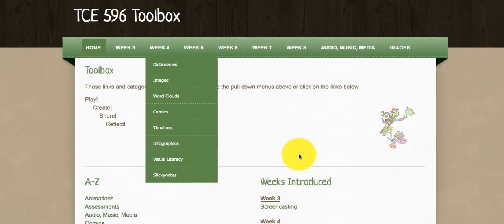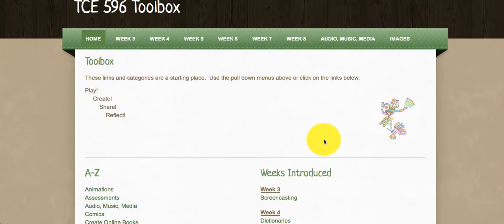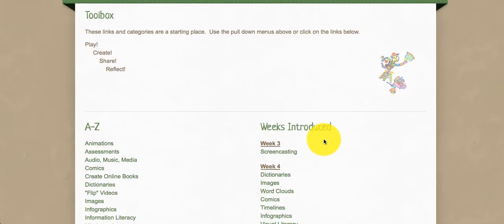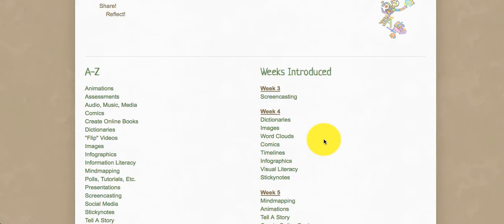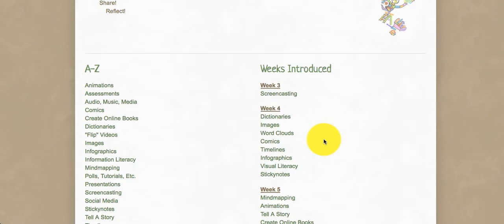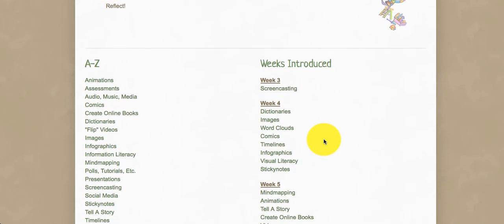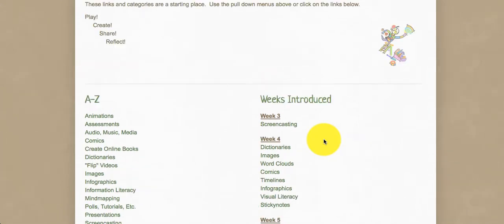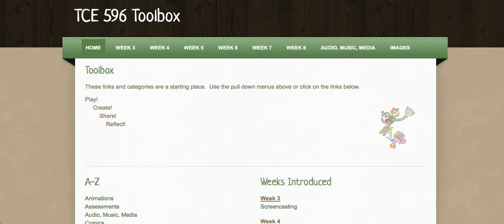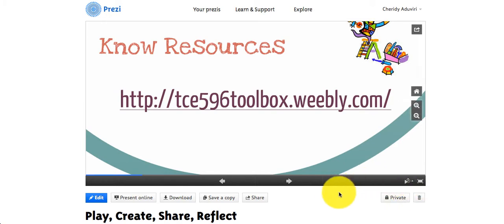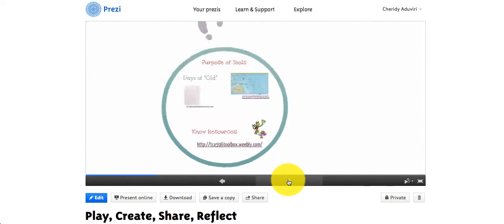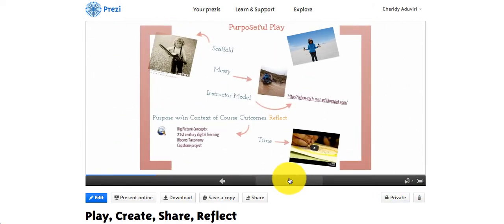Now, in the course that I instructed, I created a toolbox for the students, and this was one way that we took it week by week, and we went through some of these categories so that they could see some of the tools that they had available to be using. So in order to not become overwhelmed by all of those tools and to really think about meaningful ways of applying them to their instructional setting, we had this idea of purposeful play.